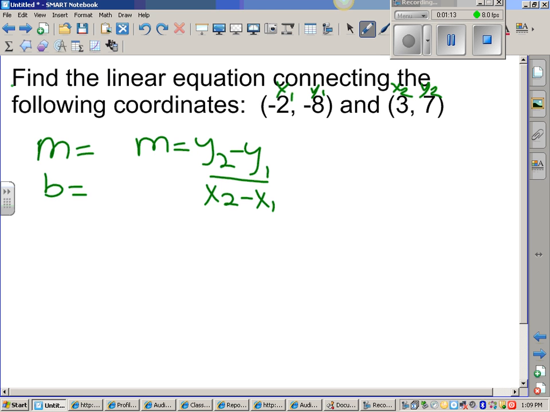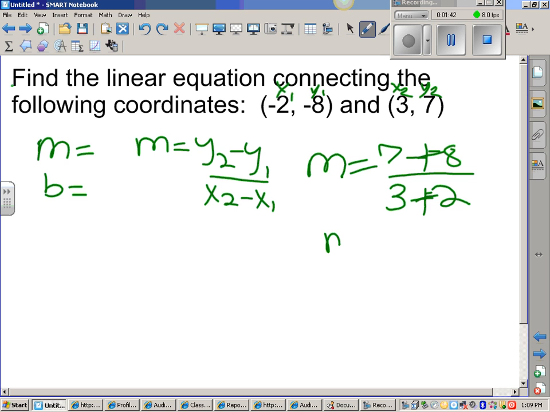And then you put m equals, and then you do y2 minus y1, which is 7 minus -8. Good. You have to be careful with that double negative, right? And then you put 3 minus -2. What happens with a double negative? Car crash, and you add them. So you get 15 over 5, and that reduces down to 3.